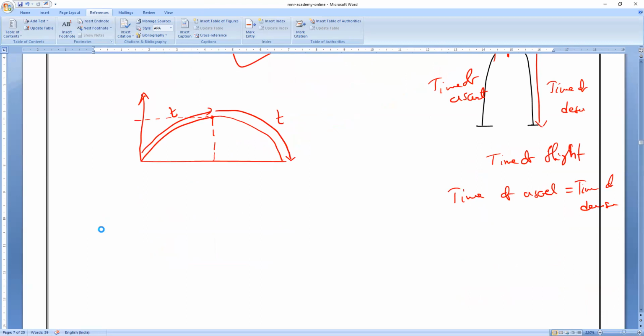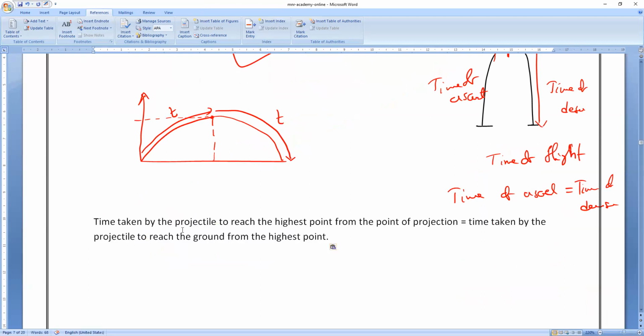Okay, so that point is this one. The time taken by the projectile to reach the highest point from the point of projection. What is the point of projection? This is the point of projection and this is the highest point. So the time taken by the projectile to reach the highest point from the point of projection is equal to the time taken by the projectile to reach the ground.